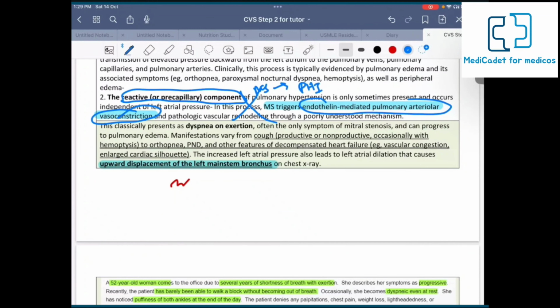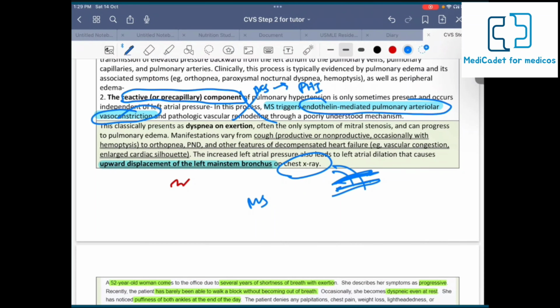Sometimes you might see it in a chest X-ray, but finding the pulmonary artery itself on a chest X-ray is difficult. But if you do find it, in these MS patients you might see that it has been displaced upwards. Why? Because of the pulmonary hypertension, right? That can displace the pulmonary artery component, and this pulmonary hypertension can enlarge the pulmonary arteries.